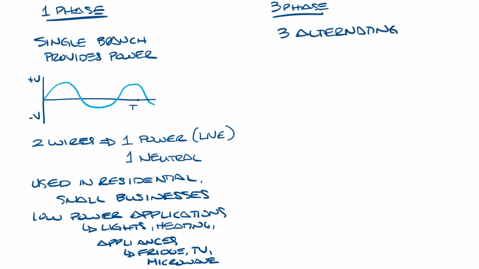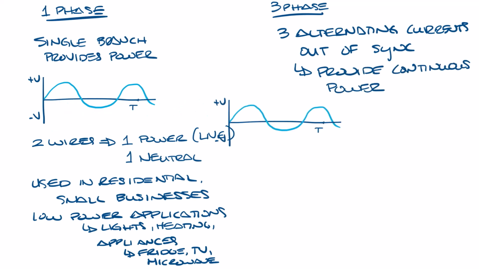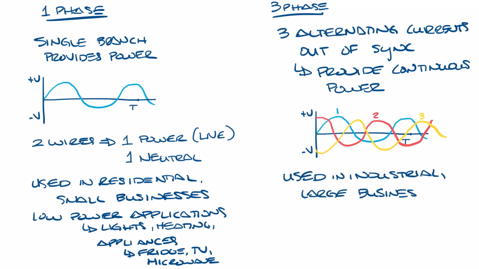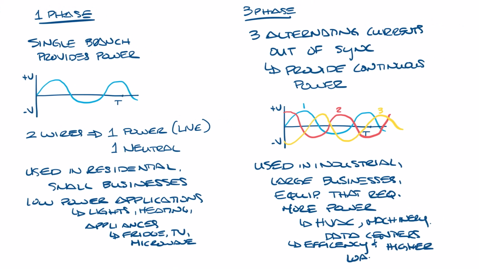3-phase power has 3 alternating currents that are out of sync with each other, providing continuous power. This is what it would look like, where one of these is line 1, one of these is line 2, and one of these is line 3. It's typically used in industrial settings, large businesses, or for equipment that requires more power like HVAC systems, heavy machinery, and data centers. Three-phase power is used for its efficiency and ability to handle higher loads. It uses 4 wires, 3 live wires, and a neutral.